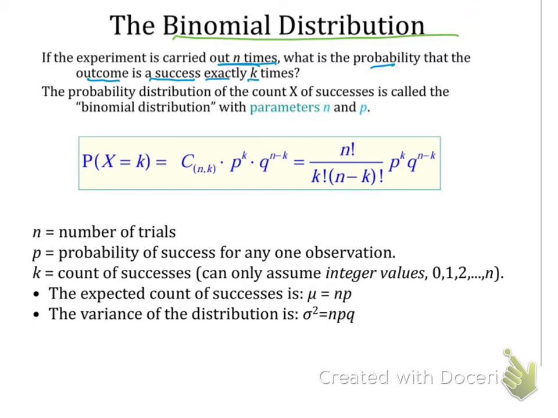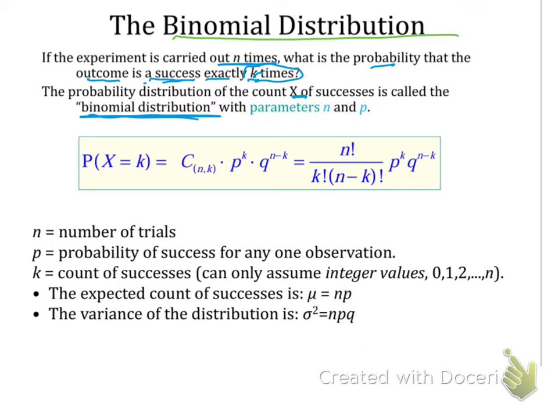If I repeat it 10 times, what is the probability that he will survive 10 times? If I repeat it 30 times, what is the probability that he will survive 17 times or 13 times? The k times, okay? So what is the probability that the outcome of a success will happen exactly k times? The probability distribution of the count x of successes is called the binomial distribution. This is called binomial distribution, okay?